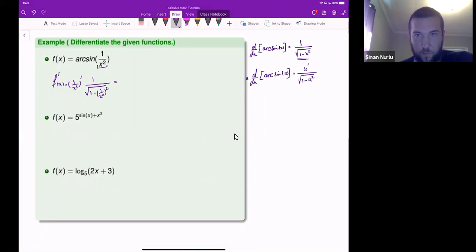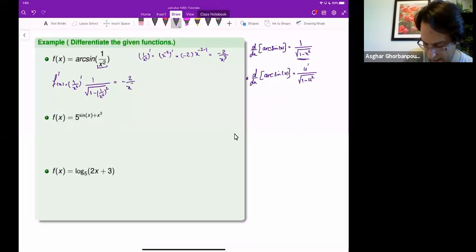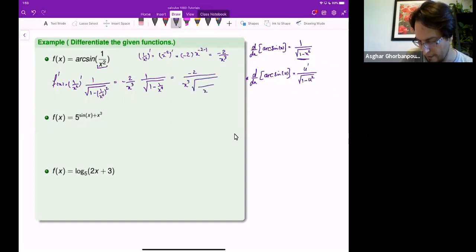Yeah. Thank you. So here now I need to find the derivative of 1 over x squared. It is x to the power negative 2, prime, and then this is negative 2 x to the power negative 2 minus 1, which is negative 2 over x cubed. So this will be minus 2 over x cubed, over root of 1 minus 1 over x to the power 4. And from there, you put minus 2 up there, x cubed there, and then find the common denominator.